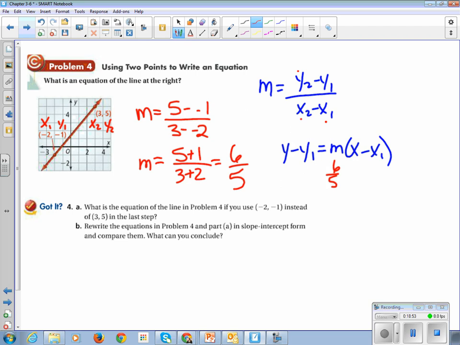I am going to pick this to be my x1 and y1. Could I pick the other point? Yes. Am I going to? No. So my y1 is negative 1, and my x1 is negative 2. Everything else in this stays the same.